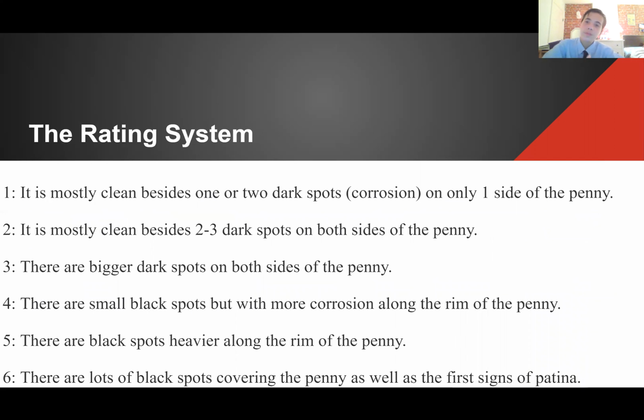The rating system. As you can see, the rating system was made as it is, 1 being the least dirty and the most clean, and 6 being the most dirty and the least clean. All coins, all copper pennies, had to start out with a 6 and then were graded on which side on the scale they were for after the experiment.